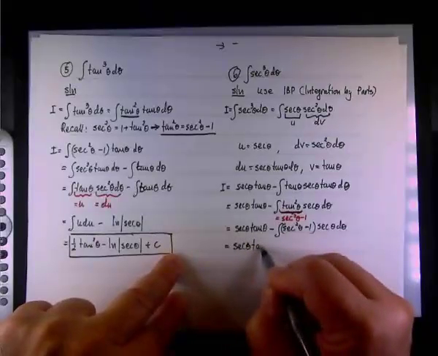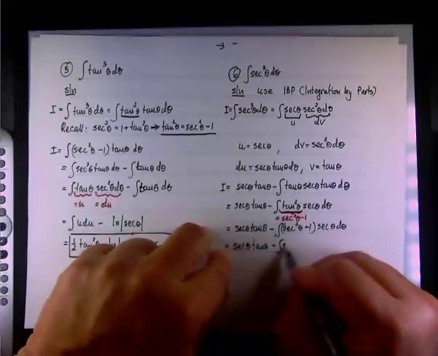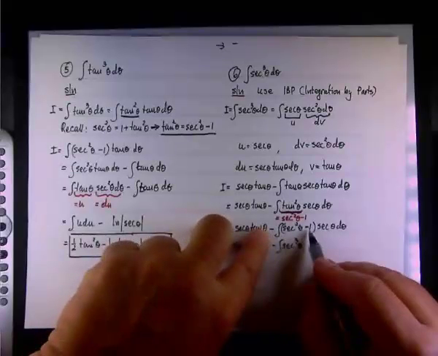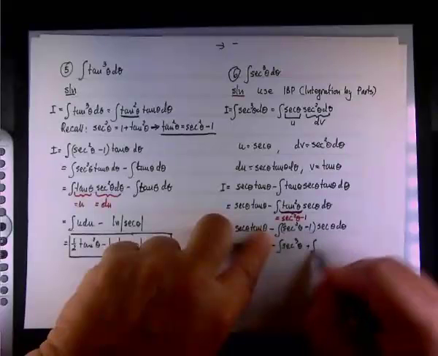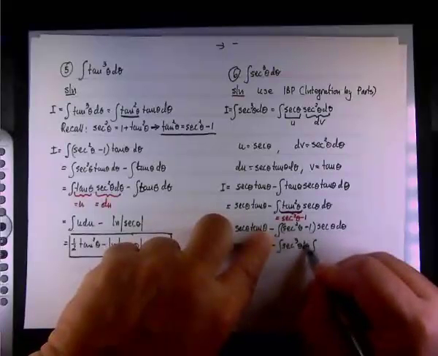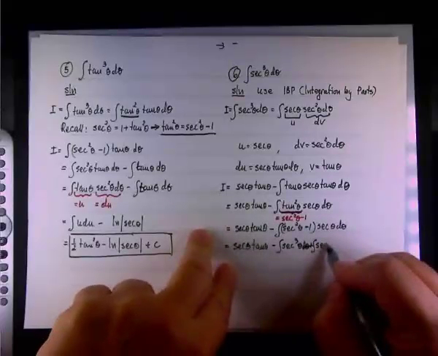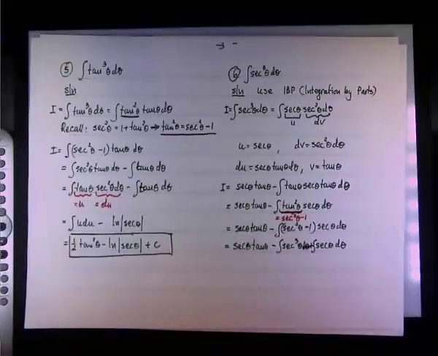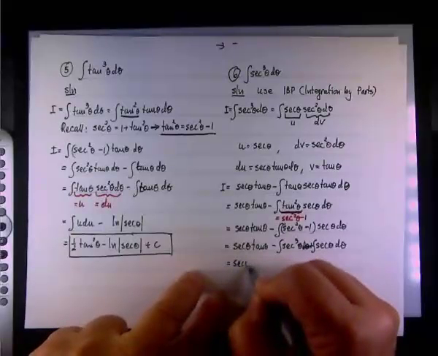Here we need to exercise some patience, and we have the secant times the tangent, and we'll clear the parentheses. So we end up having the secant cube of theta, and then minus, double negative here gives us plus the integral, oh, I'm sorry, this is d theta, plus the integral of the secant d theta. Okay?